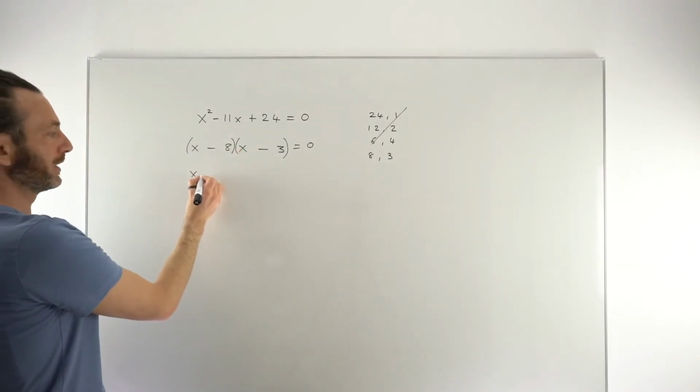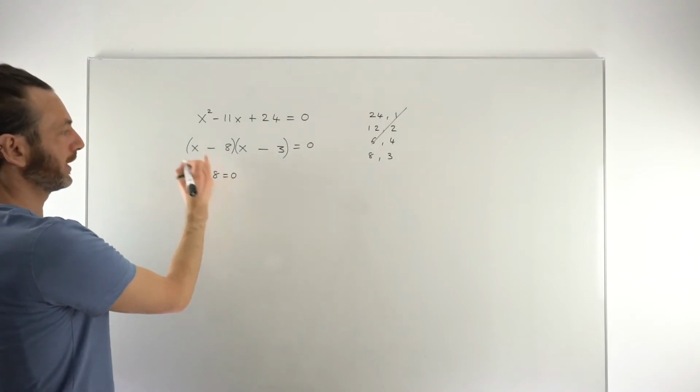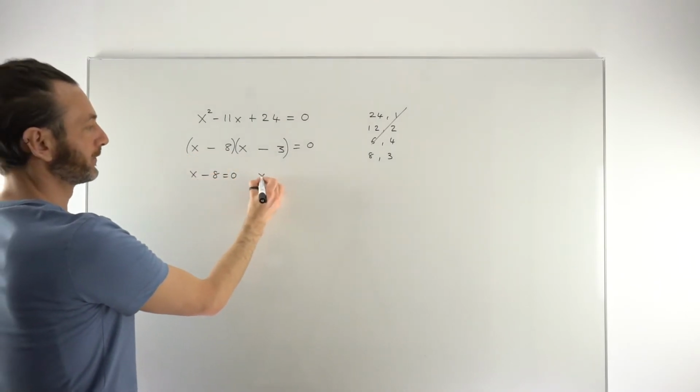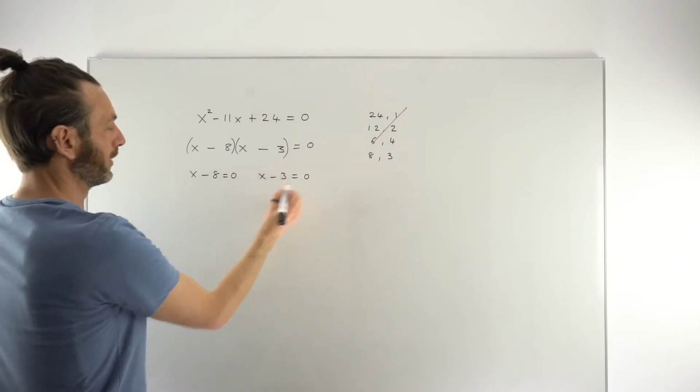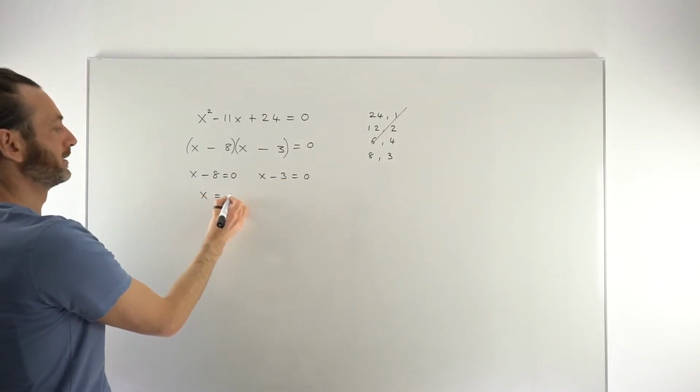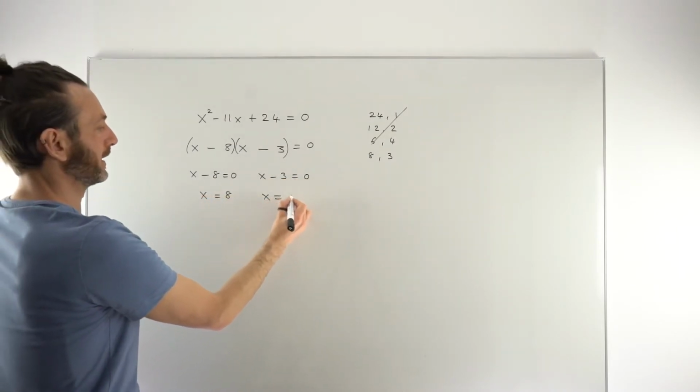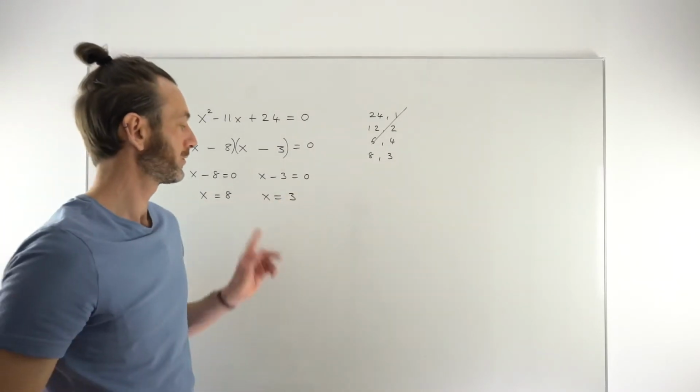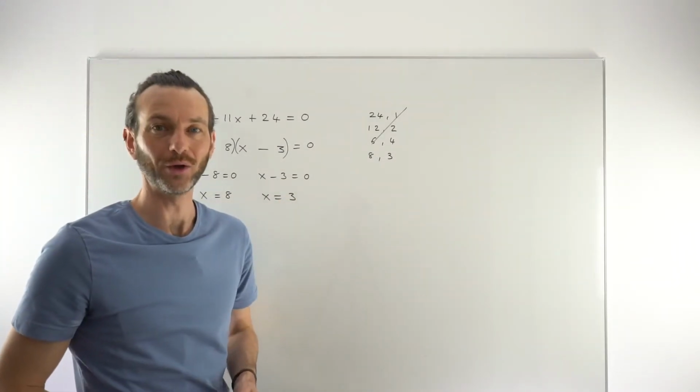So we're just going to separate these into two linear equations. So x minus 8 equals 0, x minus 3 equals 0, and then just solving these to get x equals 8 and x equals 3. So those are the two solutions for that quadratic equation.